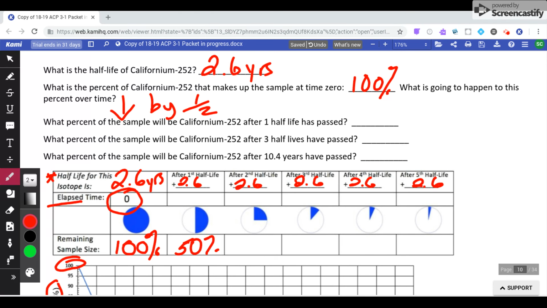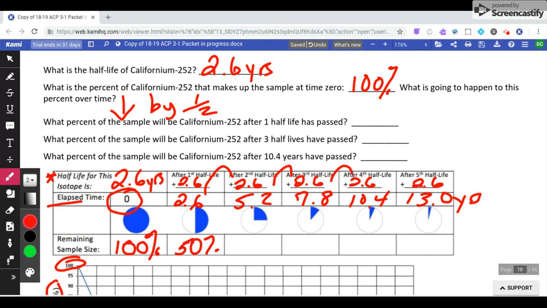Now, let's talk about the elapsed time. If I hit go on my clock, now the clock starts ticking. Zero plus one half-life means 2.6 years have gone by. Now, if another half-life passes, it's 2.6 plus another 2.6. That's 5.2. Then we add another 2.6. We got 7.8. And then add another 2.6, and we're at, what are we at, 10.4. And then we add another 2.6, and we are at 13 years.